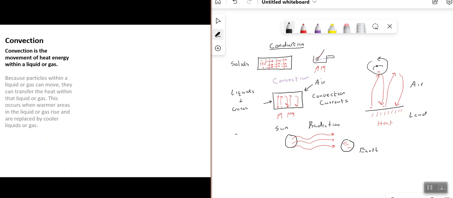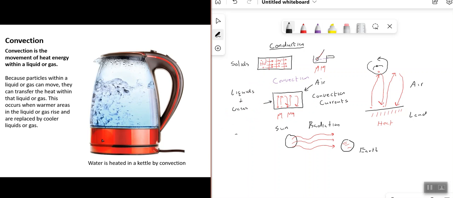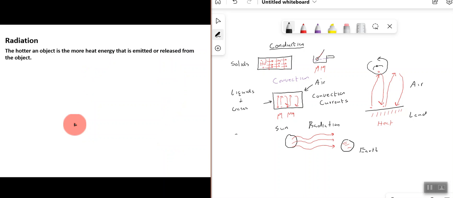Convection then. Convection is the movement of heat energy within a liquid or a gas. Because particles within a liquid or a gas can move, they can transfer the heat within the liquid or gas. This occurs when warmer areas in the liquid or gas rise and are replaced by colder liquid or gas. So again, this region down here will be warmer because it's in contact with the heat source. The particles are free to move, so they'll move up to the top, then they'll cool, and then they'll move back down again. Essentially you get heat moving around in the substance. For example, water is heated in a kettle by convection currents. These convection currents spread the heat around in a kettle.